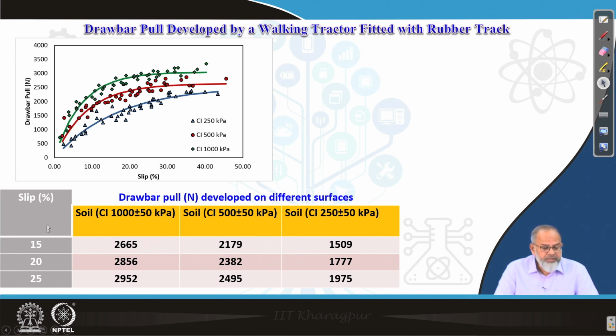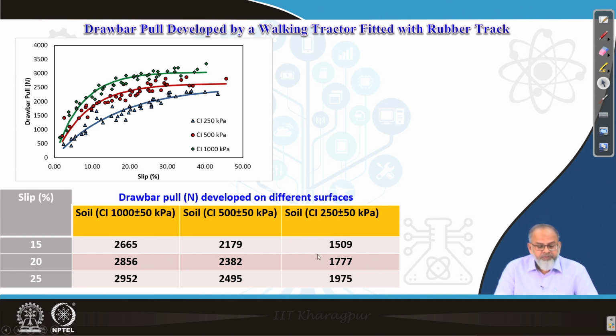So, at different slip values, starting from 15, 20 and 25%, I have given the pull values, the drawbar pull which is developed. If you look at this, the maximum drawbar pull is developed in 1000 plus or minus 50 kilopascal. That means, in hard soil, the pull developed is much higher than in soft soil, whether it is 15% slip, 20% slip, or 25% slip.